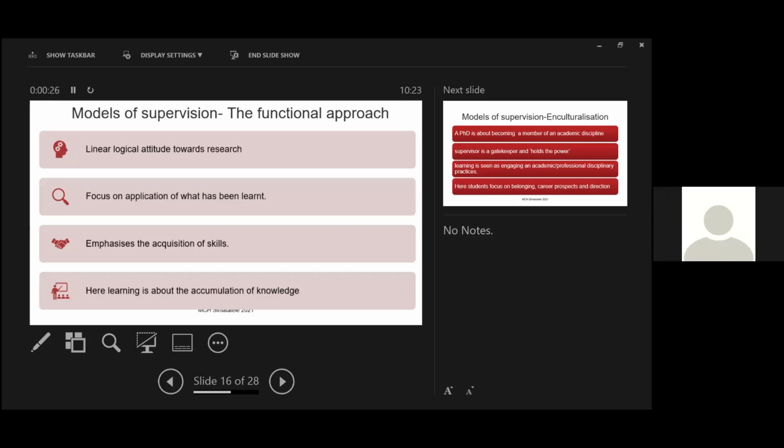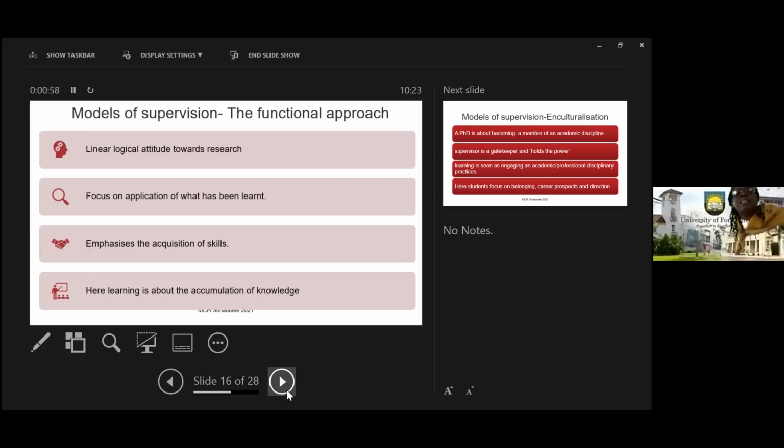You as a supervisor must be the kind of person who's a stickler for time, because if you're going to use the functional approach, you need to be able to monitor the student and make sure the student is meeting those milestones that have been stipulated in their study plan, okay? And you need to focus on application of what has been learned, step-by-step application, and you need to emphasize the acquisition of skills. We talked about that yesterday.